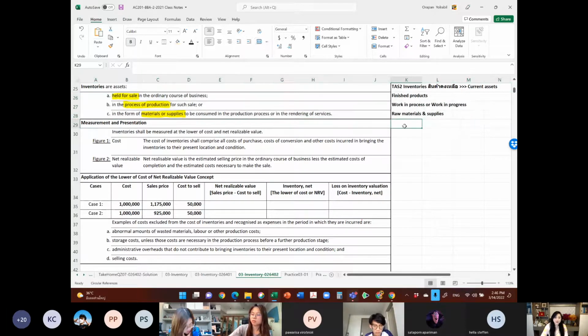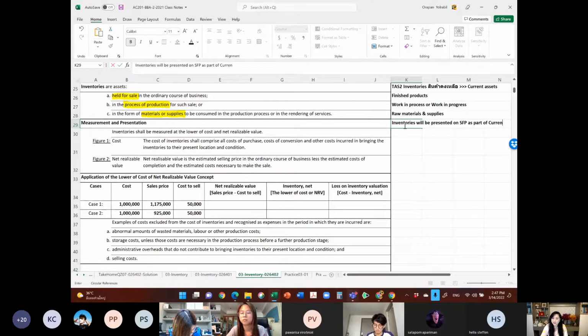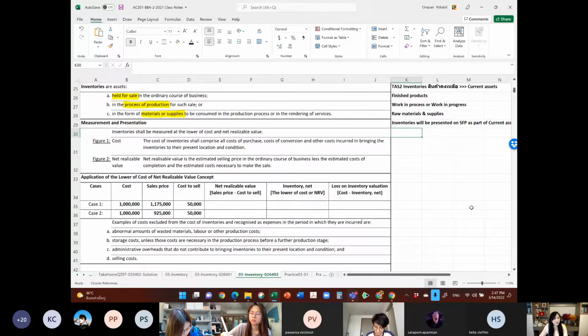Now, how do we present the inventory? The inventory will be presented on the statement of financial position as part of current assets.